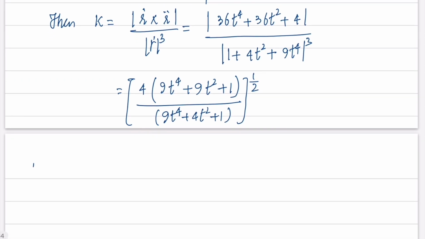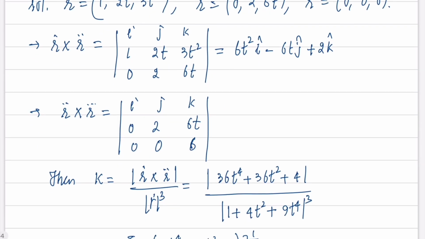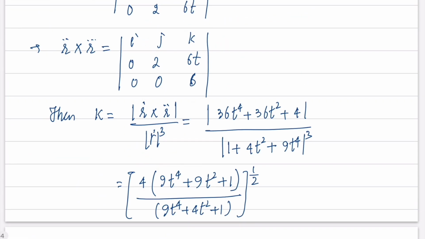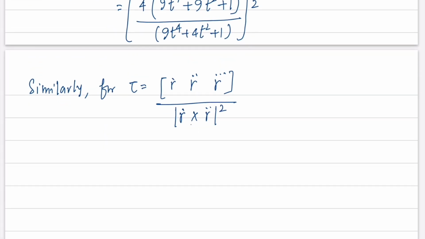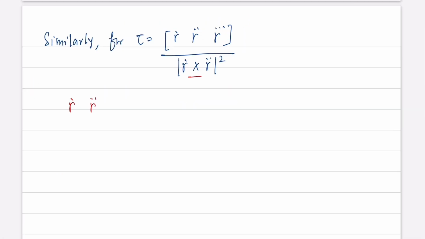Similarly, we can define the torsion. For torsion, we have the scalar triple product of r dot, r double dot, r triple dot, divided by the modulus of r dot cross r double dot, whole square. Now this denominator is already calculated in the previous step. We need to evaluate this scalar triple product in the numerator.